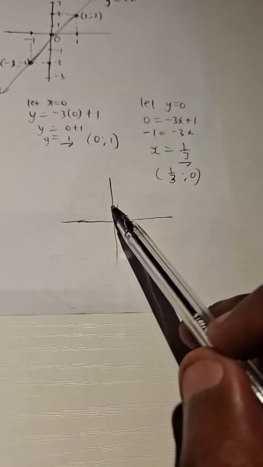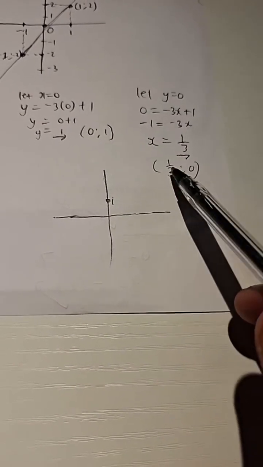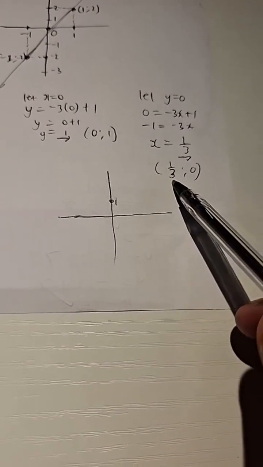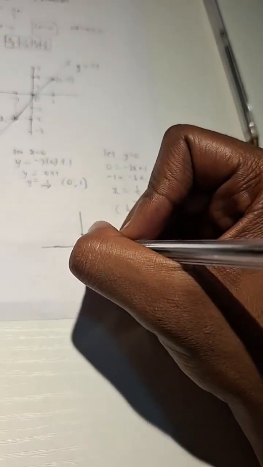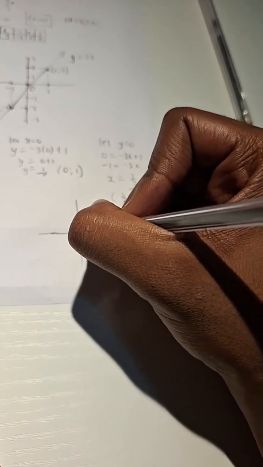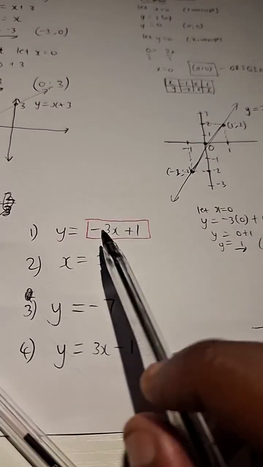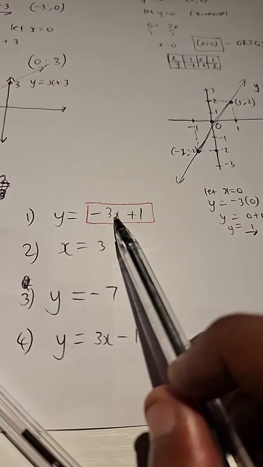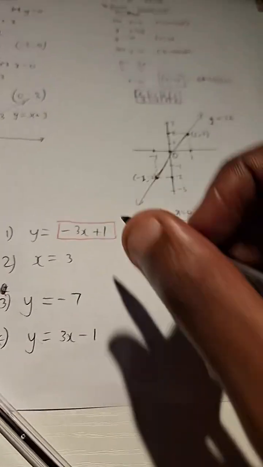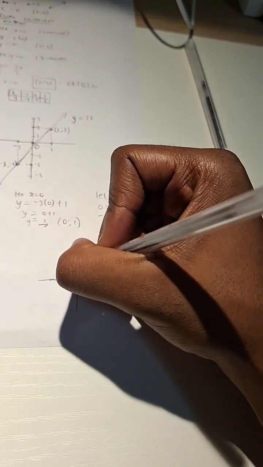Then here (1/3; 0). Remember 1/3, if you put it in your calculator, you get 0.3333. So that is actually between 0 and 1, but closer to 0. So you just write there 1/3. And look at the shape, look at the coefficient of x, it's negative. So what are we expecting? Expecting a shape that is like that. And indeed, look at this.